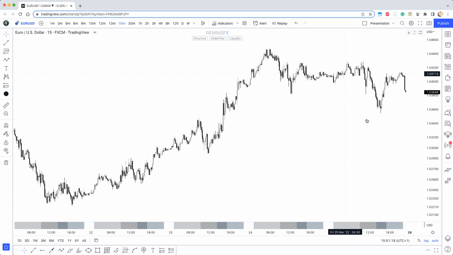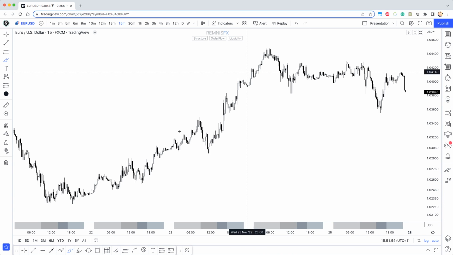Before I analyze this part, I would like to do a quick structure mapping, but also a little case study of what happened, so I can not anticipate, but look out for possible entries should that happen, should price action give us a proper setup to go with. So let's get started.